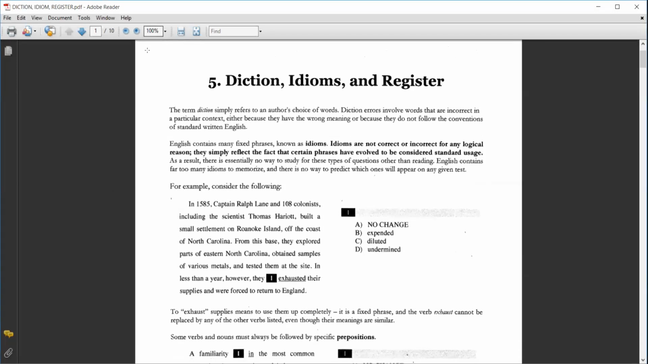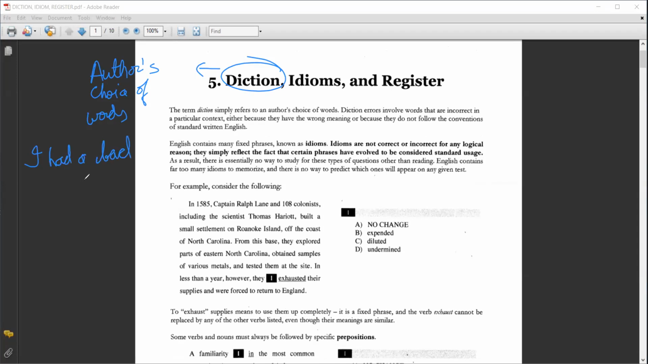So what is the meaning of diction? Diction is nothing but the author's choice of words. Suppose I have to say, I had a bad day. This is my choice of word. Bad is my choice of word to describe my day.